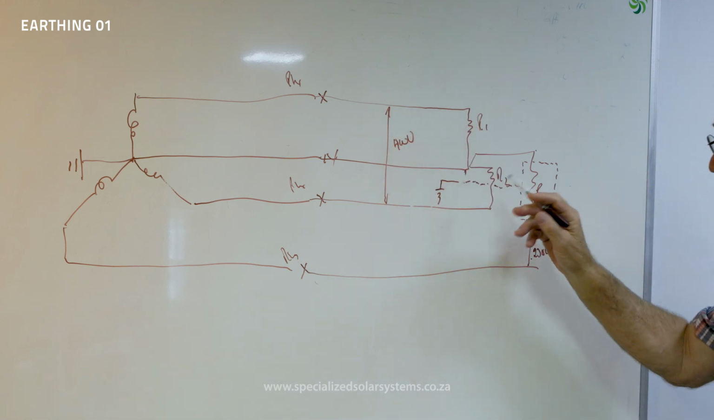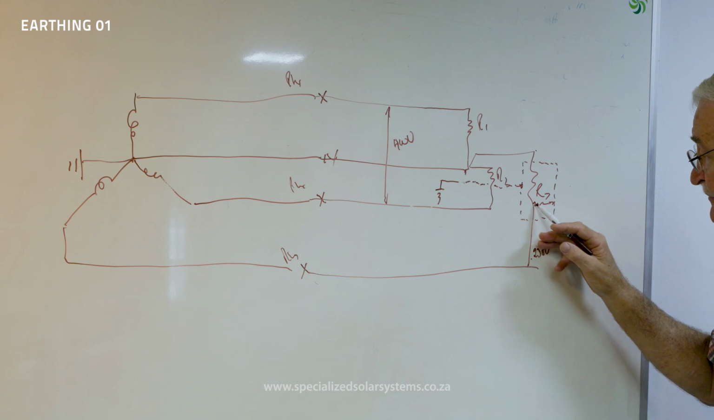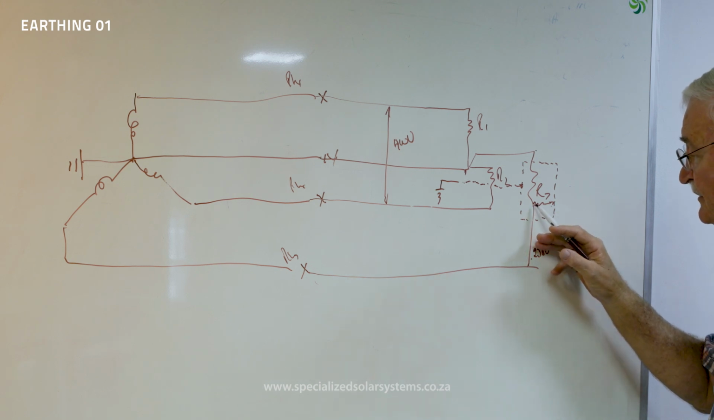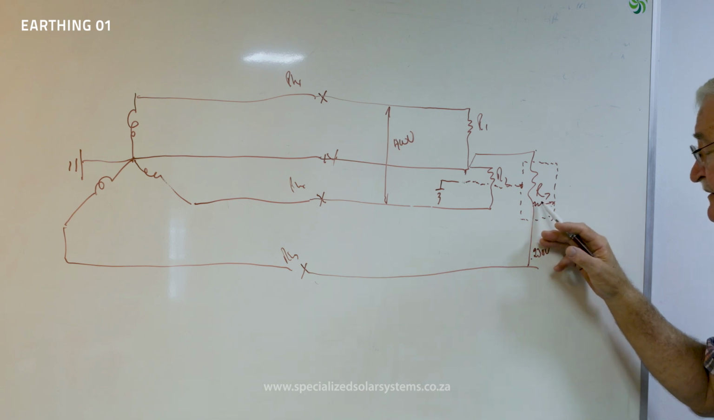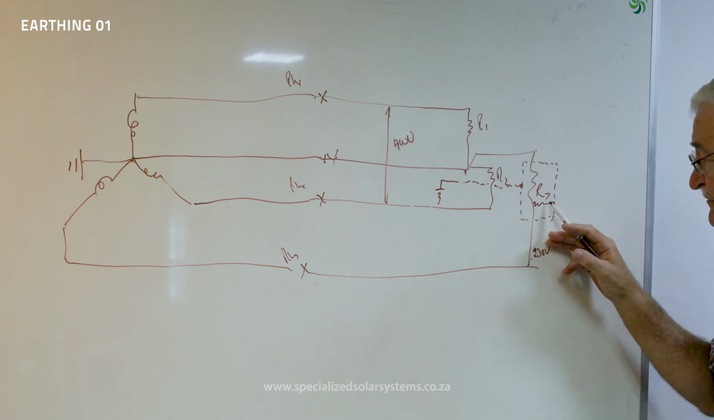But between phase and neutral, it will be 230 volts. So now you'll have a leakage current here. And that leakage current will flow from here. Depending on the resistance or impedance, that will decide the value of that current.